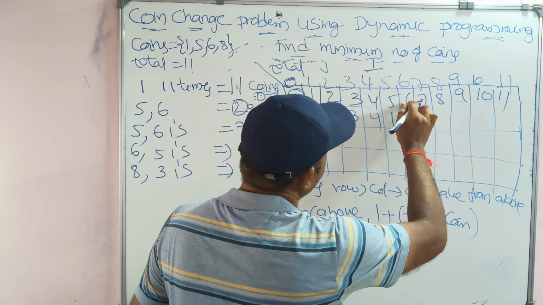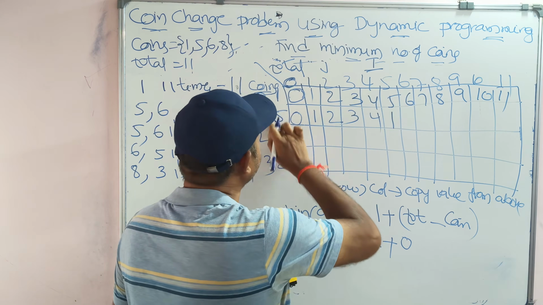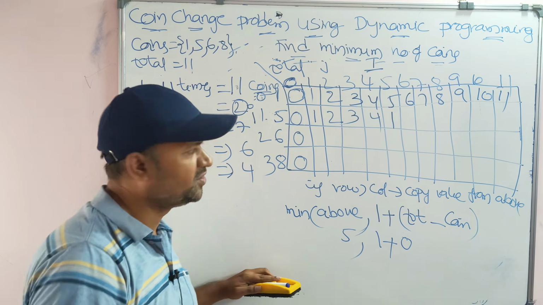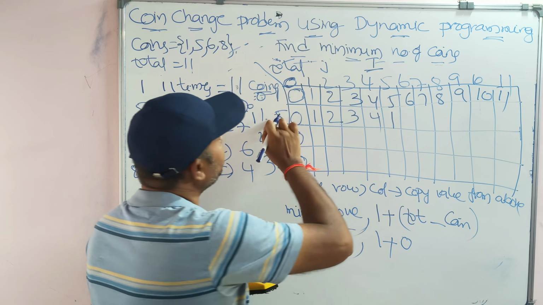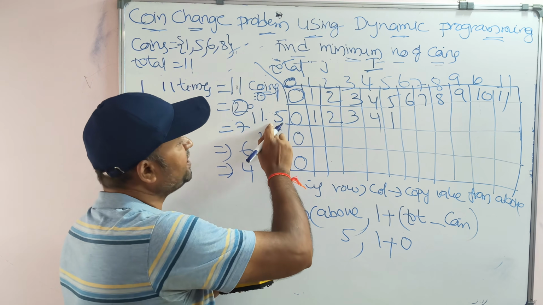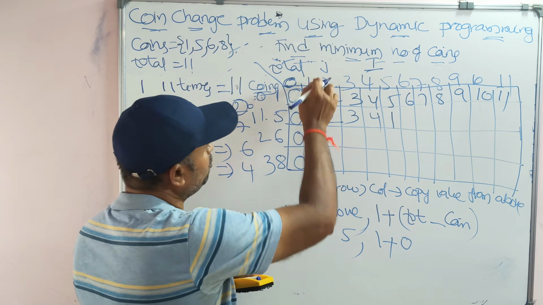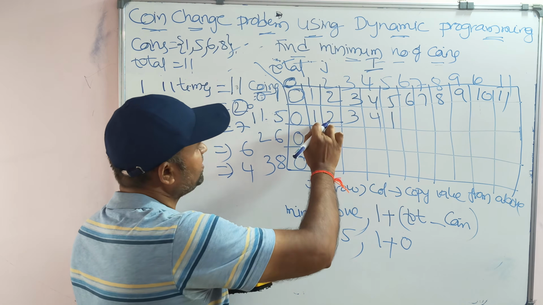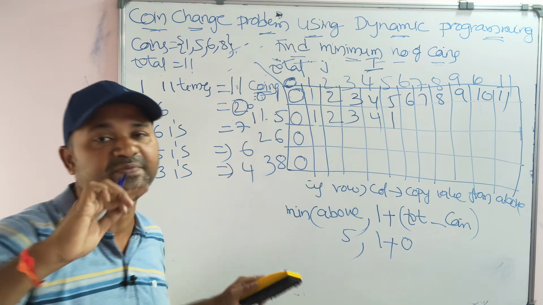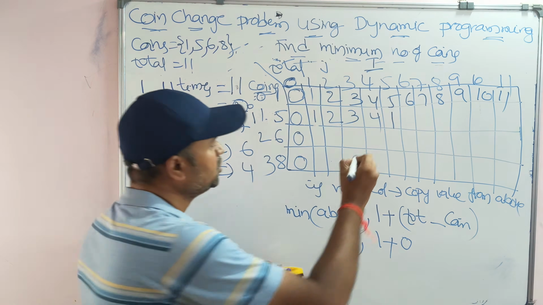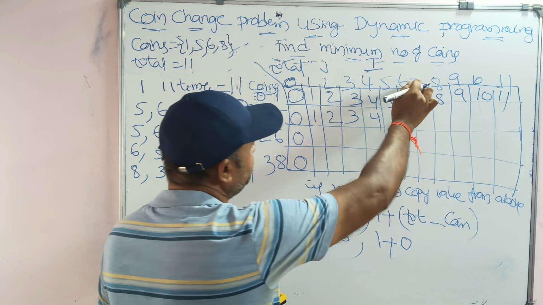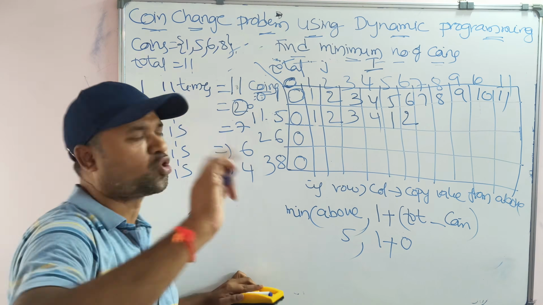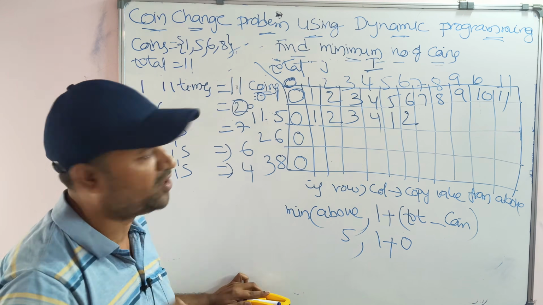Next, here we have 6. 5 greater than 6? The condition is false. Okay. So minimum of 6 comma, 6 minus 5 means 1. So the remaining total is 1. So in the same row, go to the 1 column. The 1 column contains 1. So 1 plus 1 means 2. Out of 2 and 6, 2 is the minimum. Here we always take the minimum. So in order to represent 6, we require 2 coins: one 5 coin and one 1 coin.